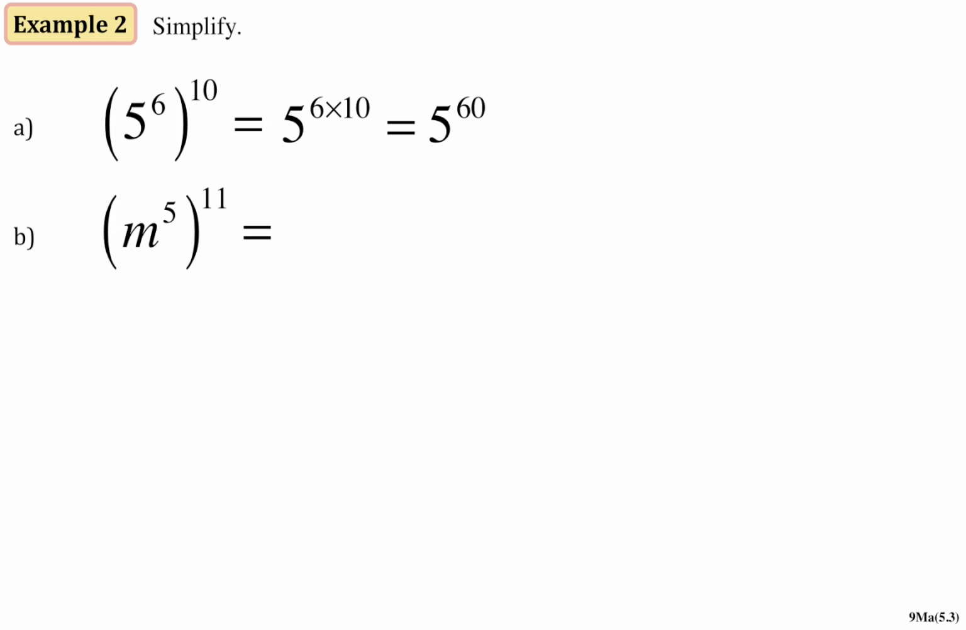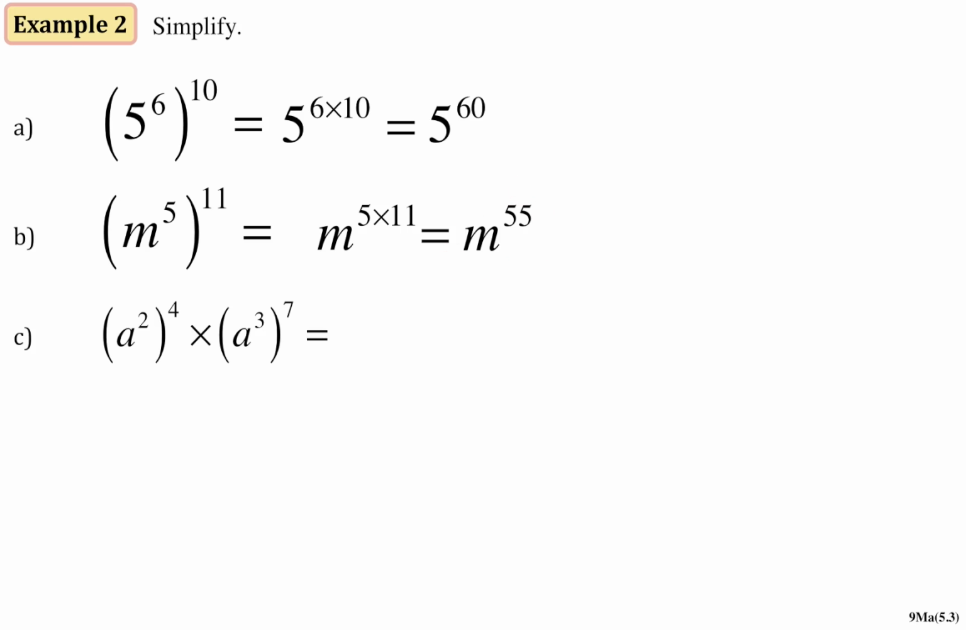Part B, m to the power of 5, to the power of 11. We've got a power and a power. We've got two powers. When you have two powers, you times them. 5 times 11 is 55. Now you don't need to write this step here, for these two questions. You can look at it and just go 5 times 11, 55, and write the answer down straight away. That's actually what I would like you to do.